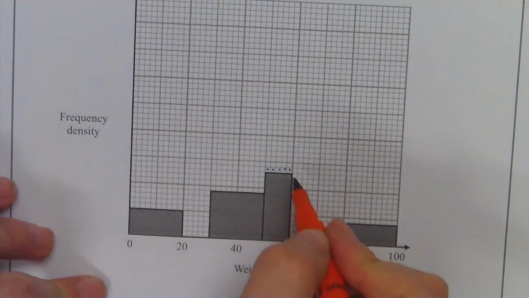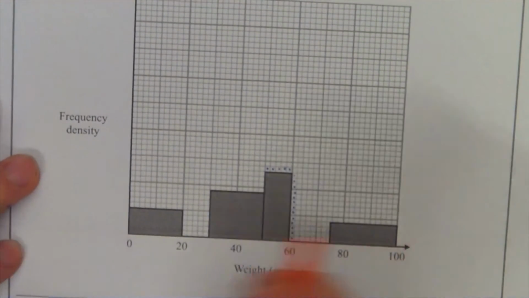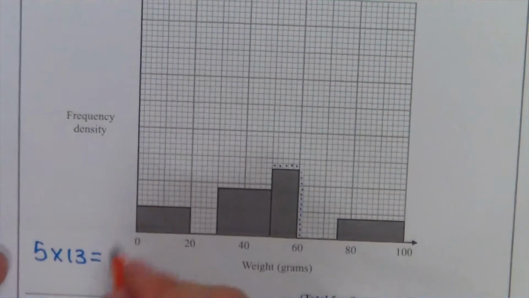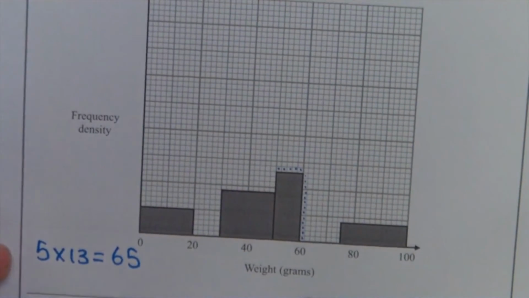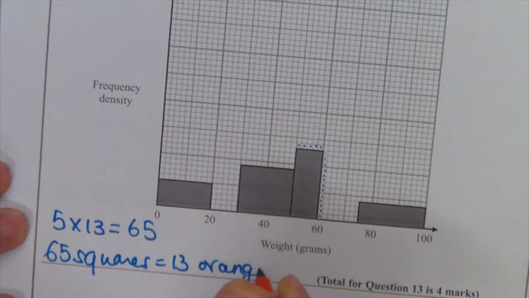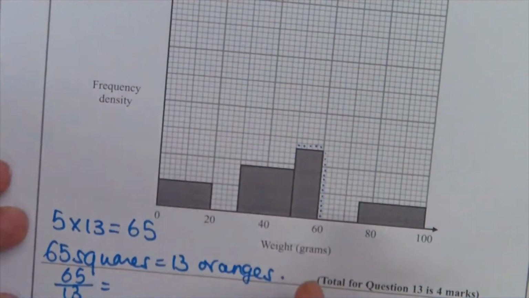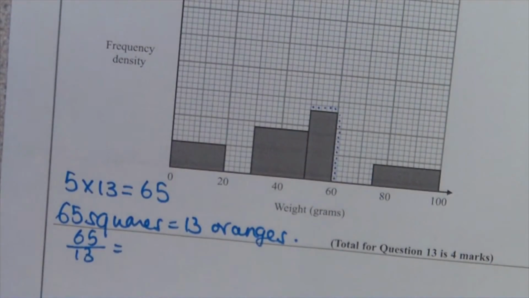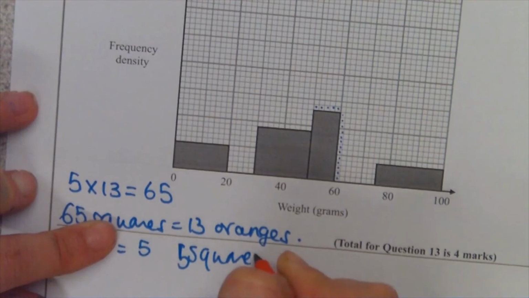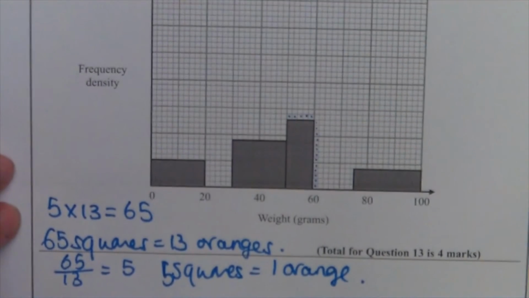Okay, and I've got 13 squares down. So I've got 5 times 13 squares, which is 65. So 65 squares represents 13 oranges. That means one orange is going to be 65 divided by 13. I can just type that in easily on a calculator, which is 5. So 5 squares equals 1 orange. I divided both those by 13 in order to get that.